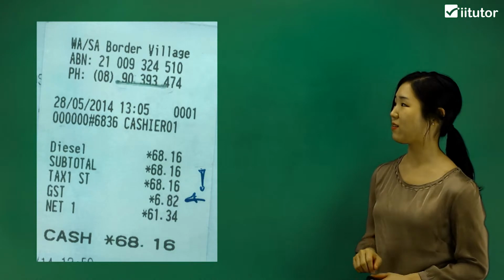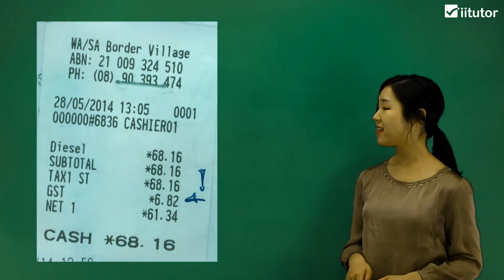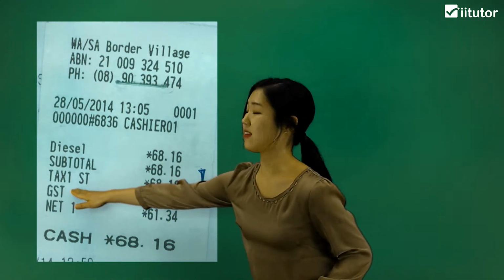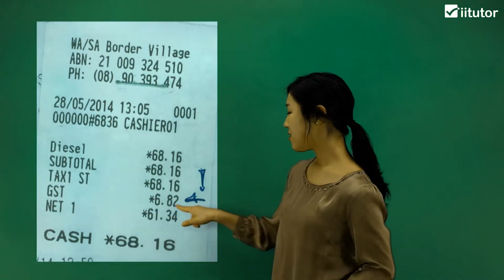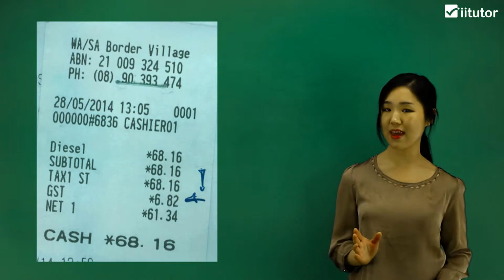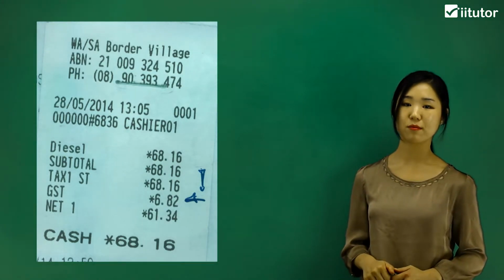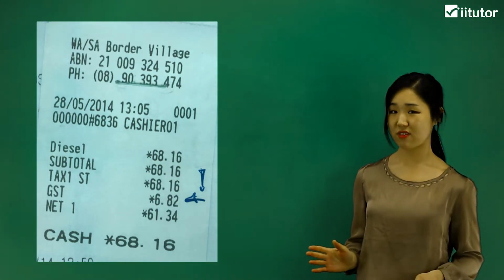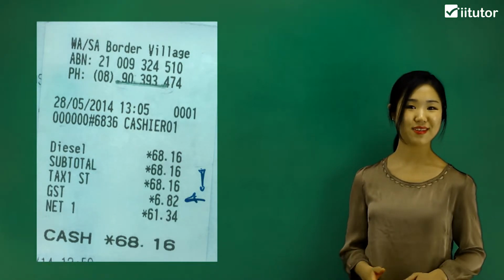It's a little receipt or a tax invoice that you get. And you can see here, GST. That little section here, you can see that a GST is included. Now GST is 10% of the price of the item. So even if the question doesn't tell you, we always assume that it's a 10% GST.